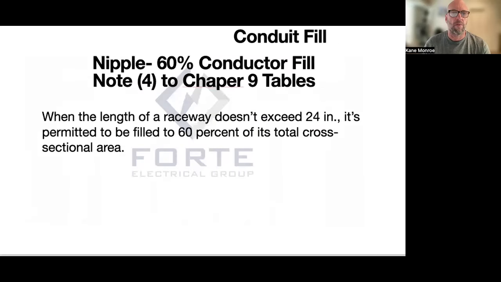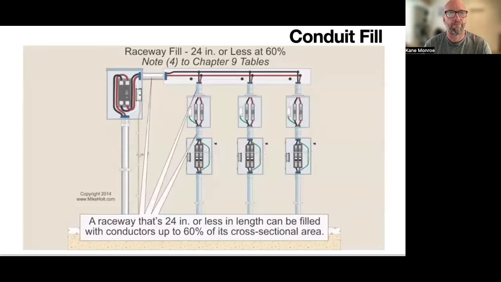Now, here we go. Nipple at 60%. Note 4 of chapter 9 tables. That's the one we were talking about earlier. When the length of the raceway does not exceed 24 inches, it's permitted to be filled to 60% of the cross-sectional area. Guys, highlight that. That is definitely a journeyman's test question.